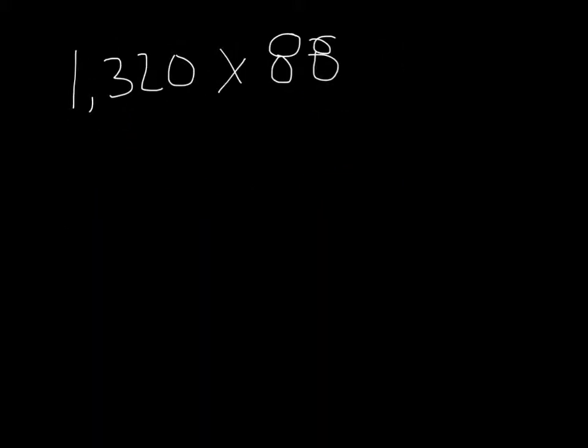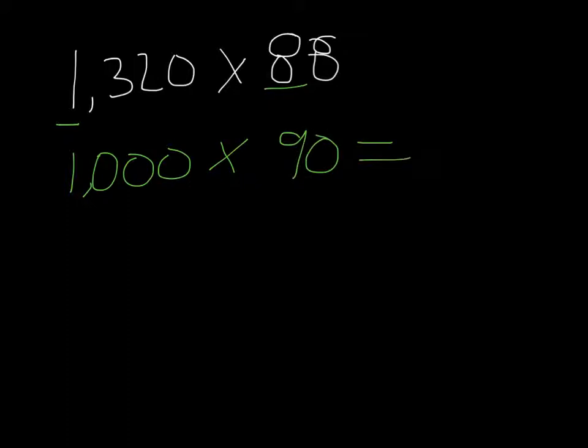Now, what if we have a problem like this one? We could look at the 1 and say, because the 3 is less than 5, we're going to round it to 1,000. And we're going to look at 88, and that's rounded to 90. So I could multiply it that way.